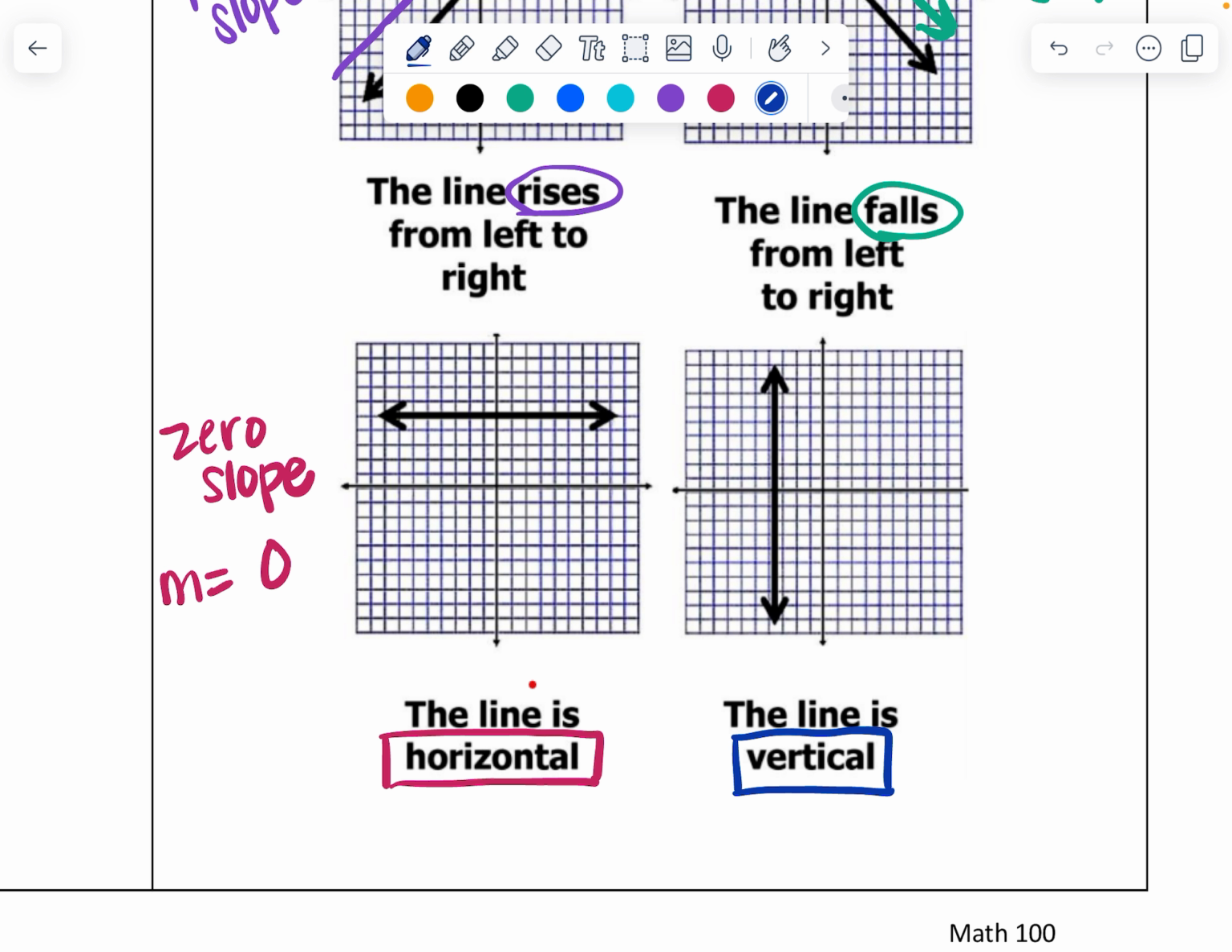So when we think of rise over run, there will be a number for the rise, but it's not moving left or right at all. And you cannot have a fraction with 0 in the denominator, so we would say that the slope is undefined. You can't divide by 0, so we call that undefined, but it just means that this line is not moving left to right at all. It's only moving up or down.